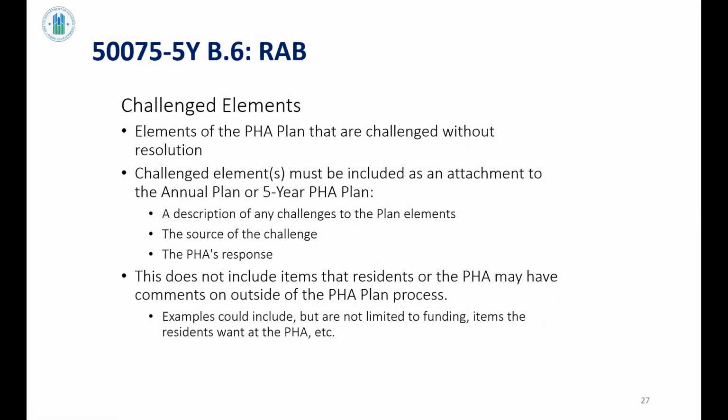Before HUD can approve a plan, any element of the PHA's plan that is challenged by residents or the public without resolution must be reviewed. As with the RAB comments, challenged elements must be submitted with the plan as an attachment to the annual plan or 5-year plan. This is required as is disclosed in Notice PIH 2015-18. The narrative must describe the challenges to the plan elements, the source of the challenge, and the PHA's response.